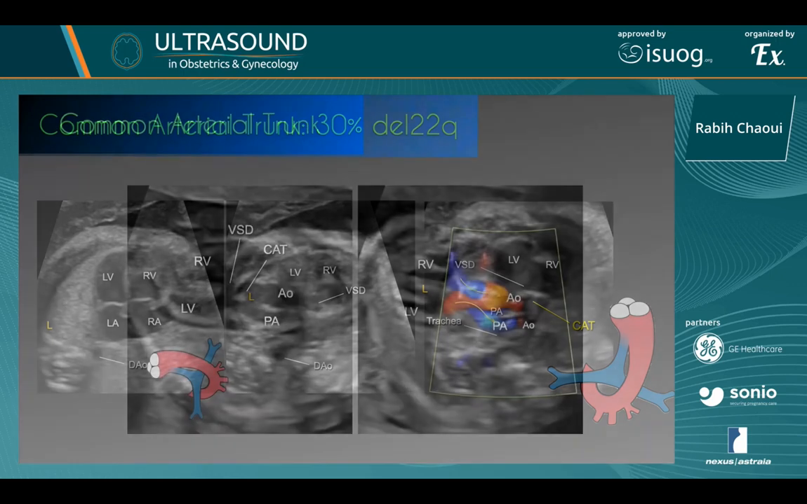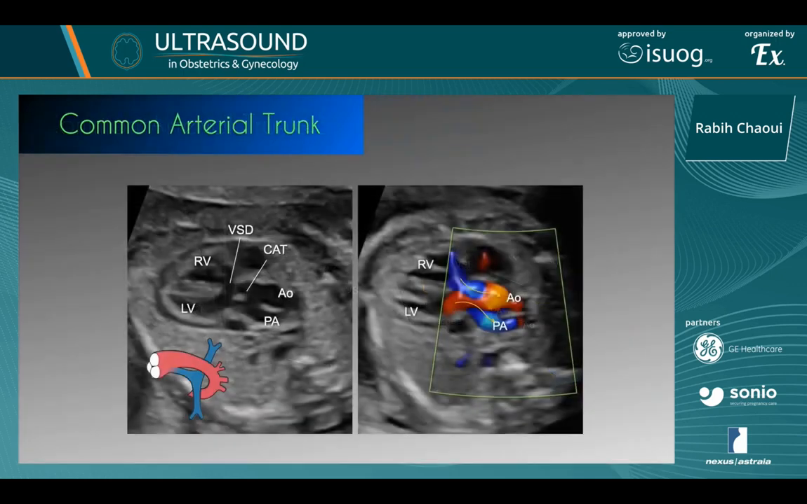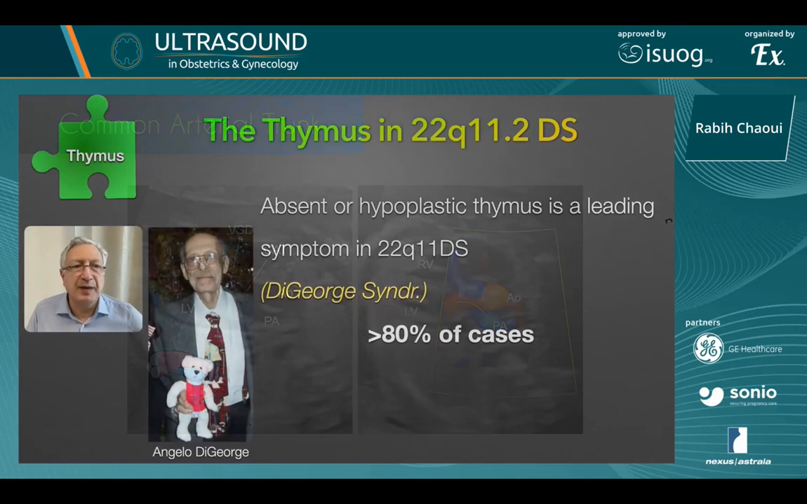This is another example of a common trunk where you see a common valve overriding the septal defect, and the bifurcation to both. When you see this condition, keep in mind that 1 out of 3 is going to have an association with 22q11. Now let's come to the next part of the puzzle.